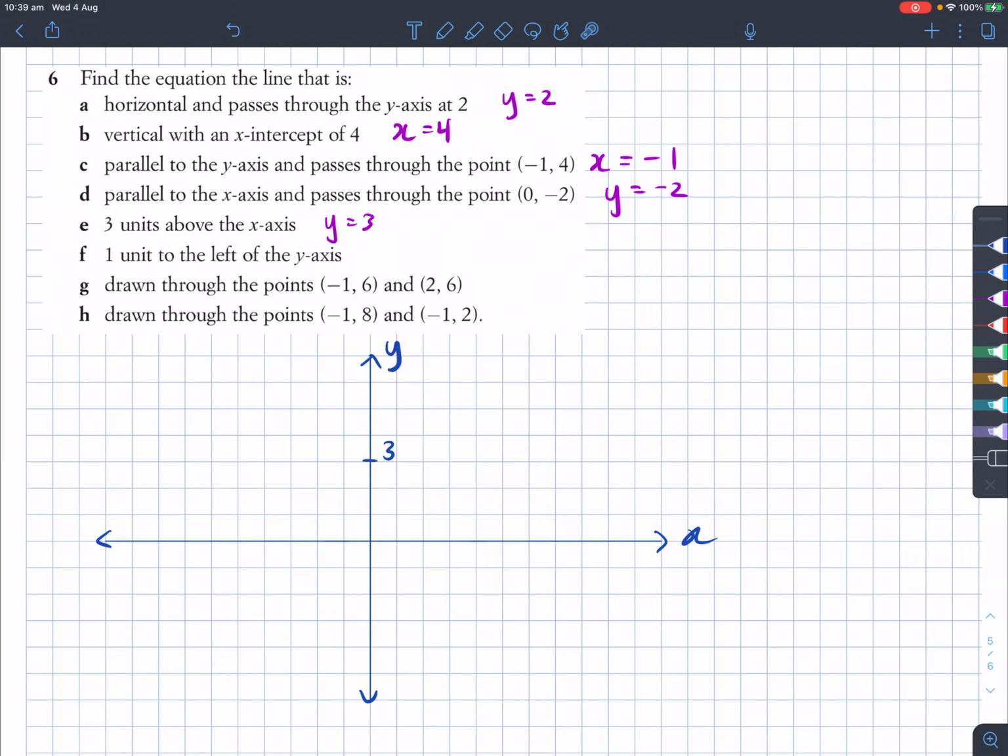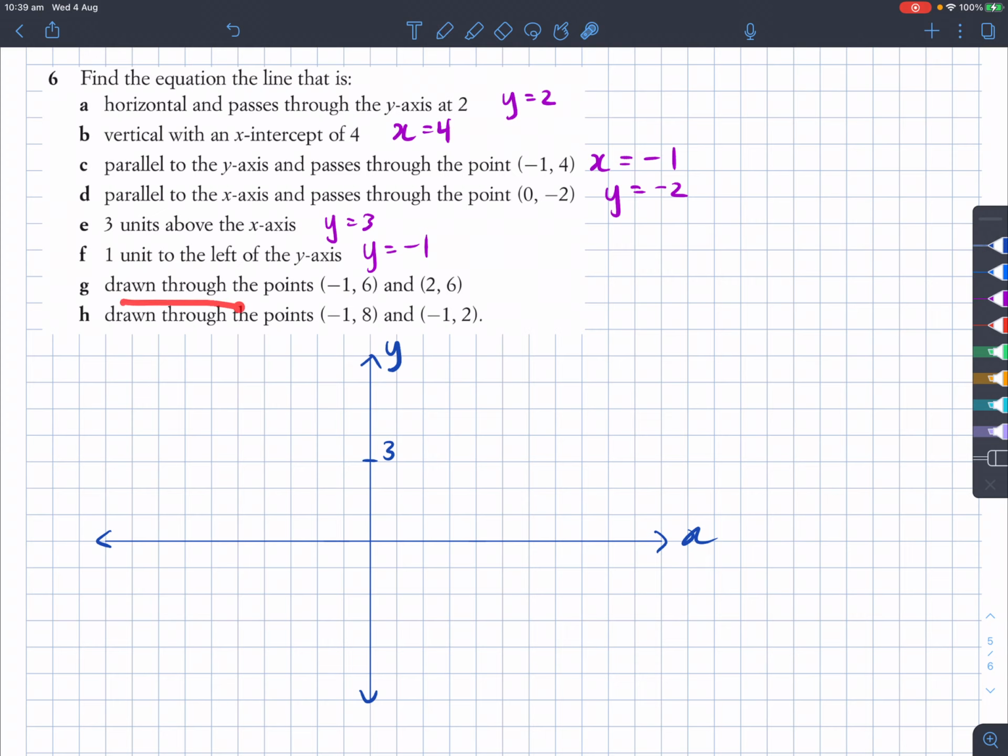For question F. We've got 1 unit to the left of the y-axis. So there's my y-axis, and if I just count 1 unit to the right, 1 unit to the left, that means here. 1 unit left, 1 unit left, 1 unit left. And let's just say we have all these dots here, which are 1 unit to the left of the y-axis. If you draw them up, it will cross this point here, which is a y value of -1. So our answer here is y equals -1.